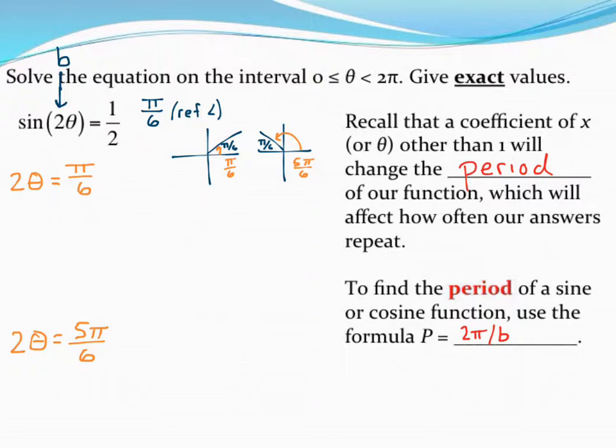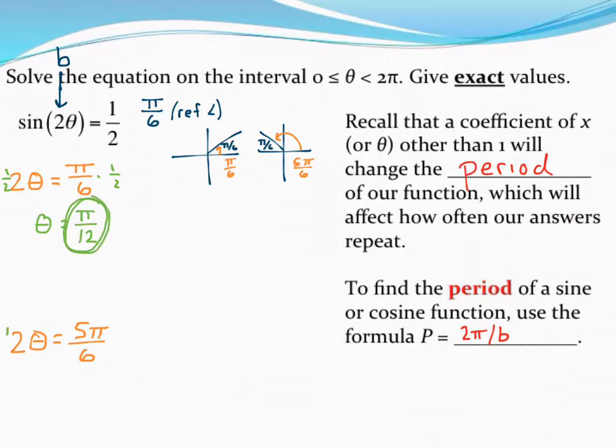So to do this, I'll go ahead and either divide both sides by 2, or what might be easier to do in your head for this, rather than divide by 2, just multiply by the reciprocal. So multiply both sides by 1/2, and so I get theta is equal to pi over 12. Go ahead and circle that. That is your first of many answers for this problem. So pi over 12, not pi over 6.